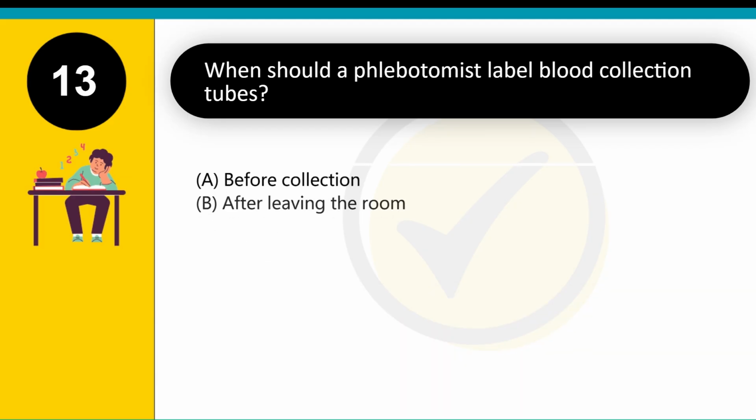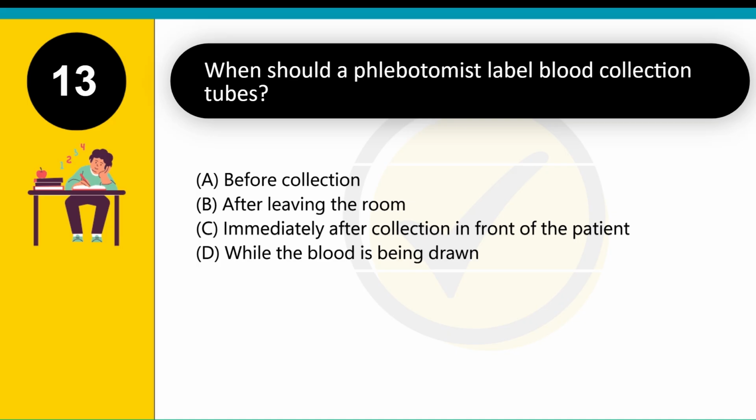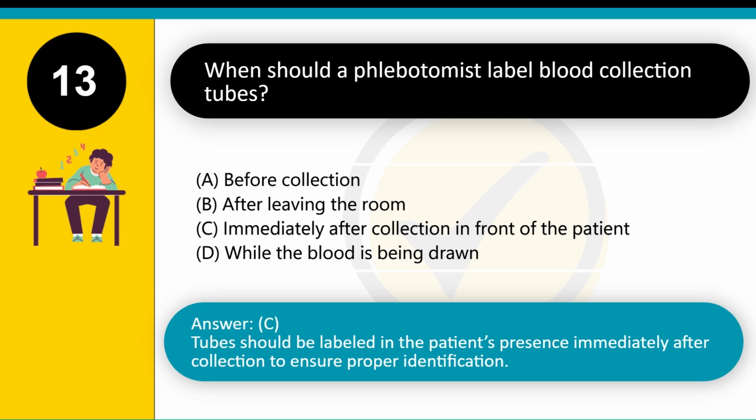When should a phlebotomist label blood collection tubes? A. Before collection. B. After leaving the room. C. Immediately after collection in front of the patient. D. While the blood is being drawn. Answer C. Tubes should be labeled in the patient's presence immediately after collection to ensure proper identification.